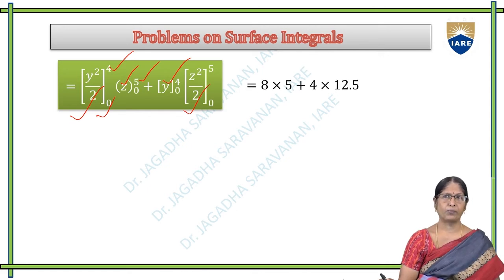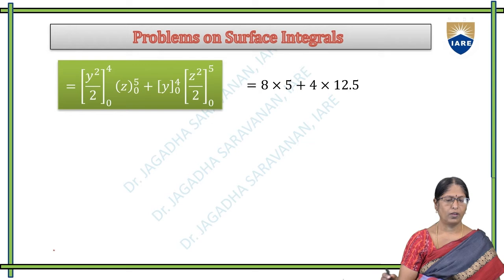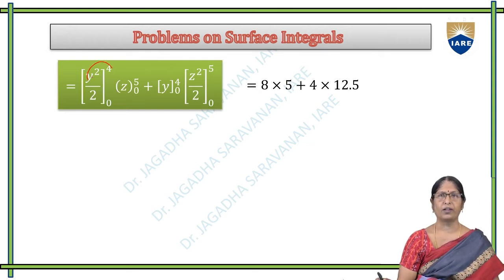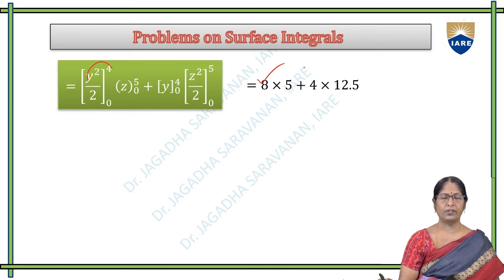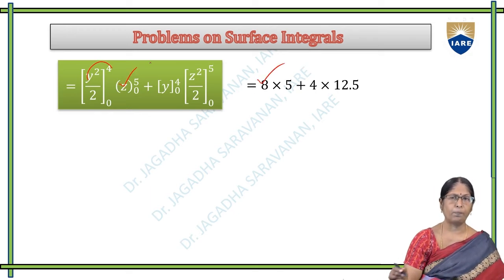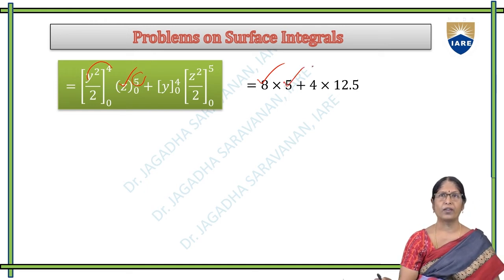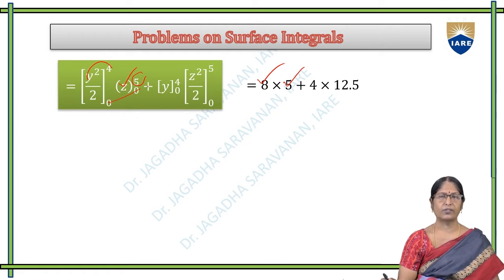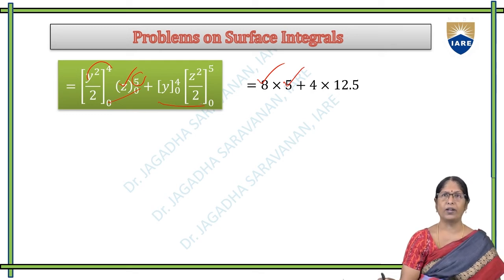So now we will substitute the limit values. For the upper limit, in place of y we substitute 4, so 16 by 2 gives 8. In the place of z the upper limit is 5, so we obtained 5. The lower limits are 0, so that result is 0; it vanishes. Then we move to the next one.